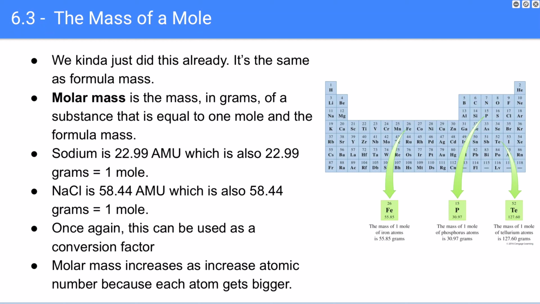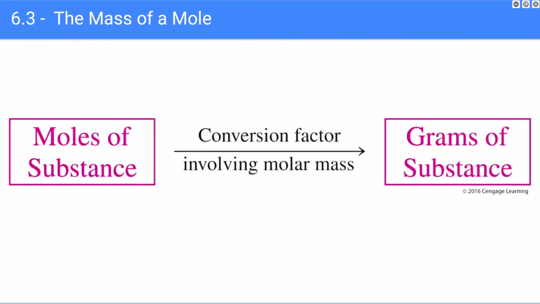And it's the same thing here. A mole of iron atoms is 55.85 grams, while a mole of phosphorus atoms is 30.97. Well, that's because each individual iron atom weighs more than that of phosphorus. Once again, we can utilize this gram to mole relationship as a conversion factor to convert between two different substances, just like what we've done previously.